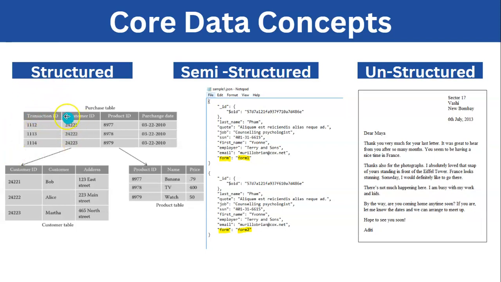So that is basically called the entities, and all the data values that are present, like transaction ID is the entity, and the data values like 1112, 1113, 1114, all these three are basically the attributes. Okay, attributes means the data values that are present in the data.